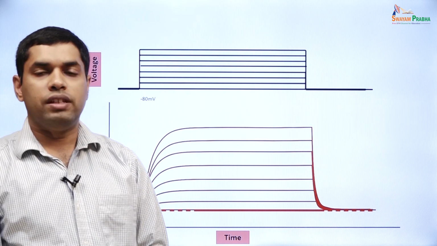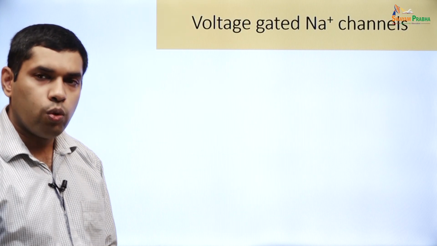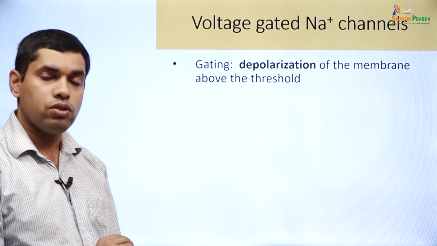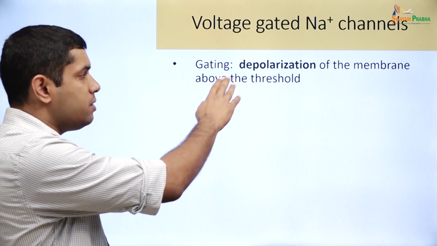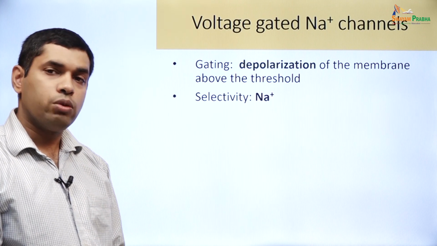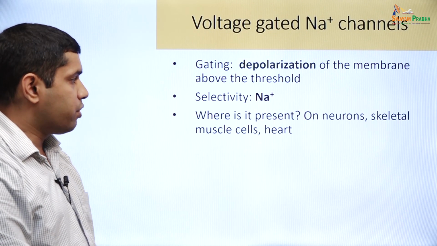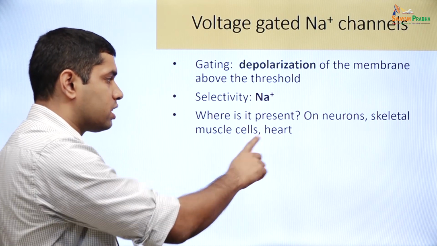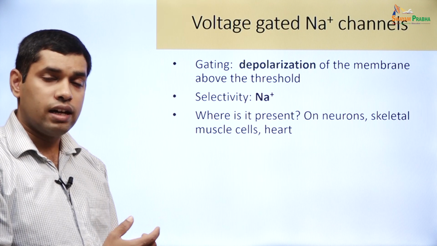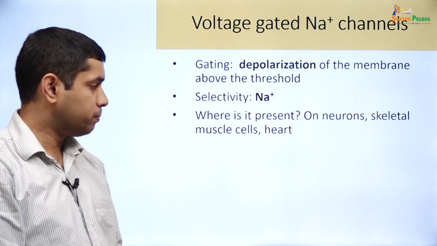Let us now begin with a study of the voltage-gated sodium channel. Now, what do we know about the voltage-gated sodium channel? We know that it's voltage-gated, or it opens with a depolarization of the membrane above a certain threshold. What about its selectivity? It is selective for sodium. Where is it present? It's present on neurons, skeletal muscles, and in the heart. And you will realize that these are tissues, or these are cells that can have an action potential.